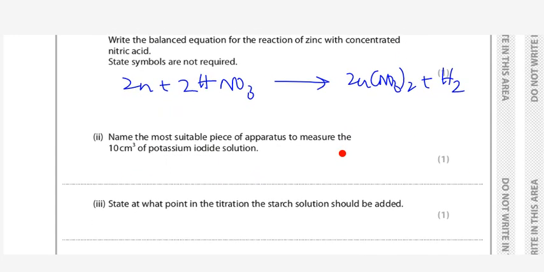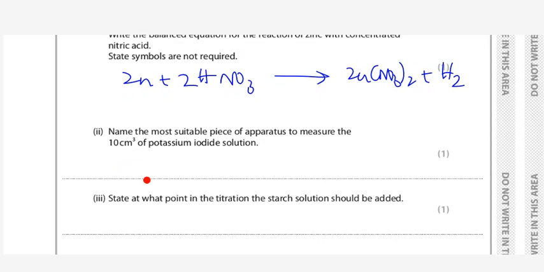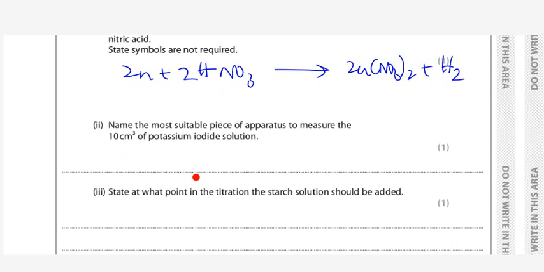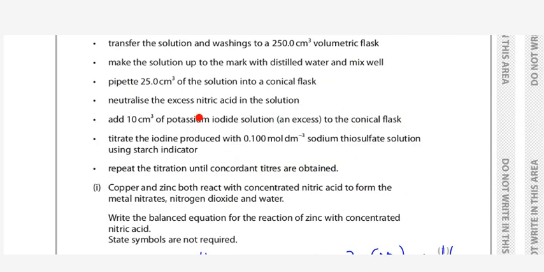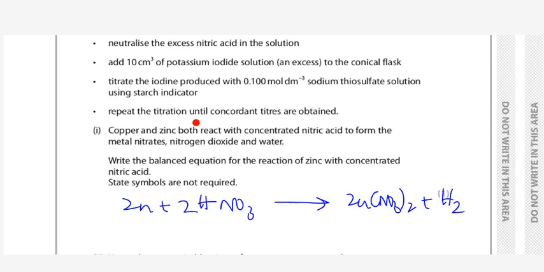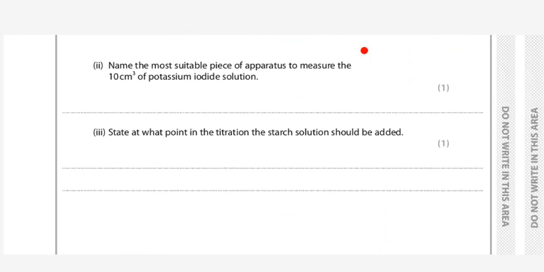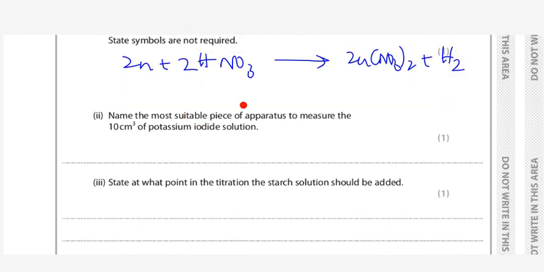Name the most suitable piece of apparatus to measure the 10 cm3 of potassium iodide solution. Now, to measure this 10 cm3, you can use a measuring cylinder, because accuracy to decimal places is not needed here. It's just 10. A 10.00 would be the pipette. So here it's mentioned as just 10. A measuring cylinder can be used, and also it is in excess, so accuracy is not the issue. Here it says potassium iodide is in excess, so I just take 10. You need not be accurate there, because it is already used in excess.